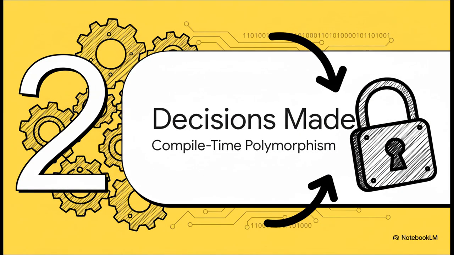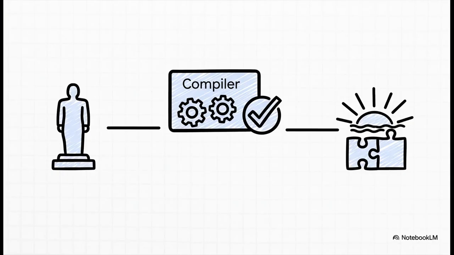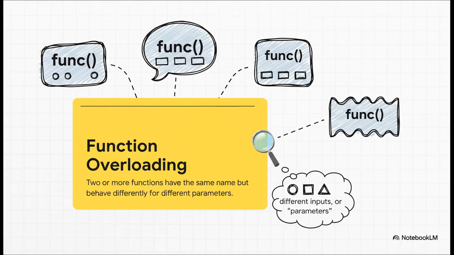So let's start with the first type, where all the decisions are made and locked in before you even hit that run button. This is what we call compile-time polymorphism. And you'll hear a few different names for this, so don't get tripped up. Some people call it static polymorphism because the decisions are, well, static. They don't change. Or you might hear early binding, which makes sense, right? The connection, or the binding, between a function call and the code that runs is made early on by the compiler.